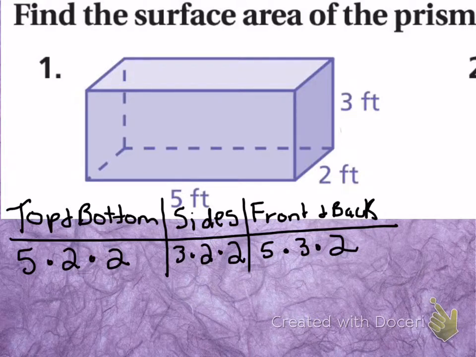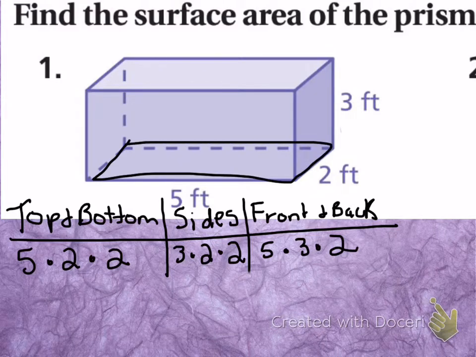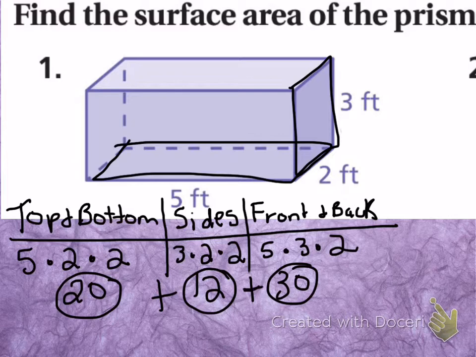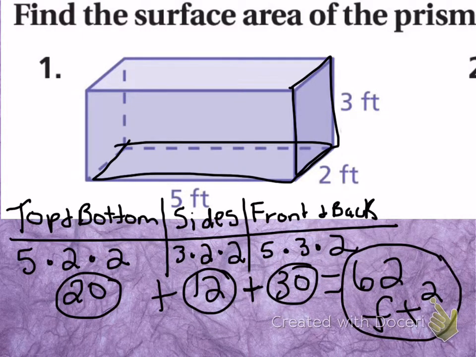So as you can see, the top and bottom, we have 5 by 2 times 2 because top and bottom are the same, and that equals 20. And I like to circle it. Then we have our sides. We have two sides, and it's 3 times 2. So 3 times 2 is 6, 6 times 2 is 12. And then we have our front and back, which is 5 by 3 by 2, which is 30. And then we're going to add those together to give us 62 feet squared. Because we're finding surface area, it's in square units.